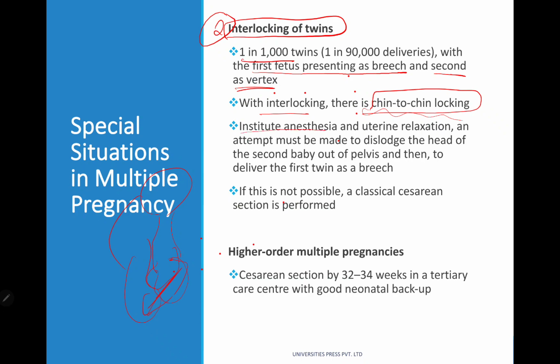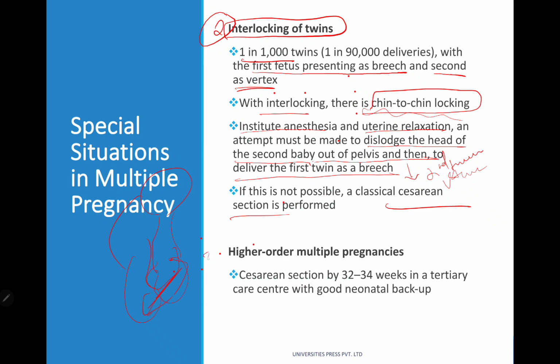So institute anesthesia and uterine relaxation. An attempt must be made to dislodge the head of the second baby out of the pelvis and then to deliver the first twin as a breech. So this is the point here. The second twin will be delivered first and the first twin will be delivered second. After the head is dislodged, only then do you deliver the first twin as a breech. If this is not possible, then a classical C-section is performed.